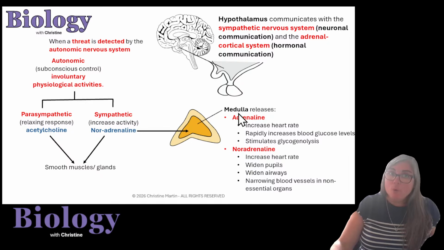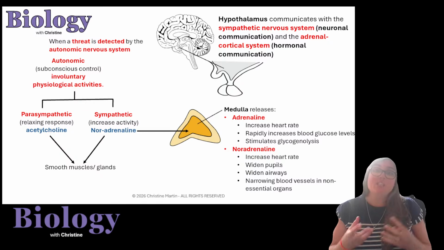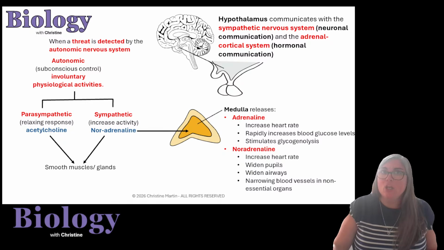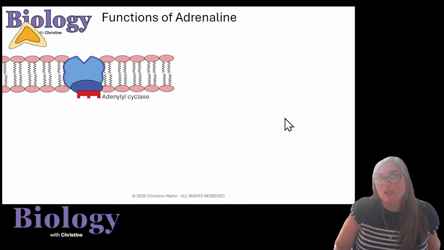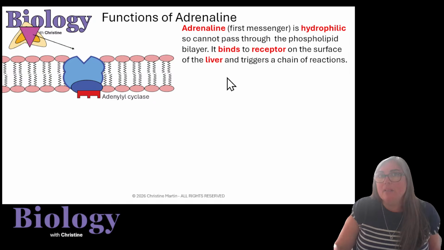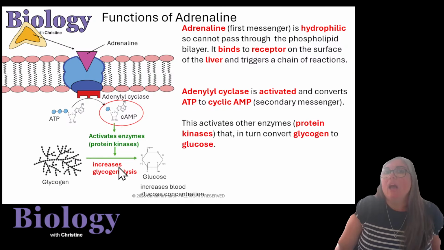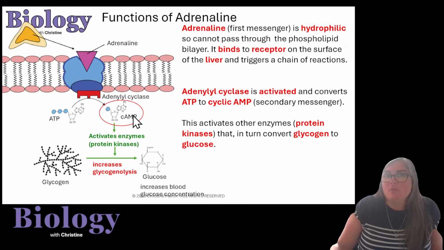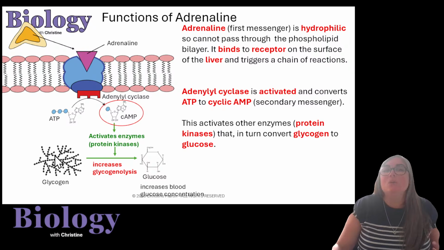And so these hormones are going to bind to a receptor which is specific for it at its target cell. So be aware they could go down the neuronal communication or they could go down the hormonal communication. Make sure you know what happens with the adrenaline, about that activation, about the cyclic AMP, which is our secondary messenger, and about the fact our protein kinases, in this case, is going to convert our glycogen into glucose.